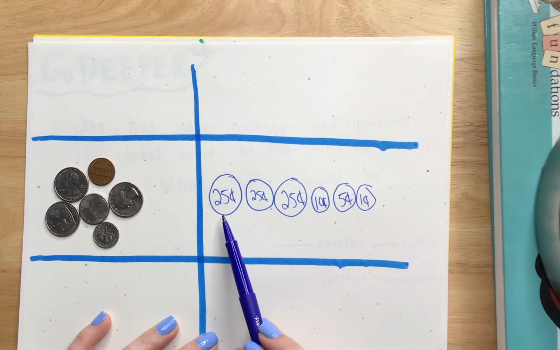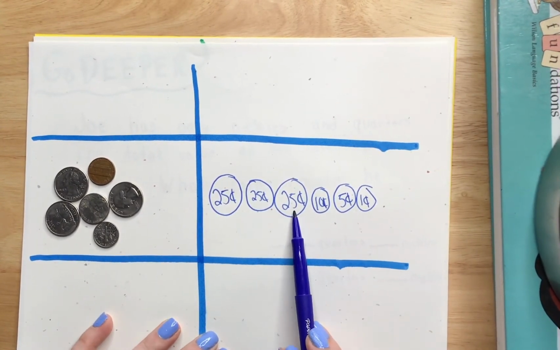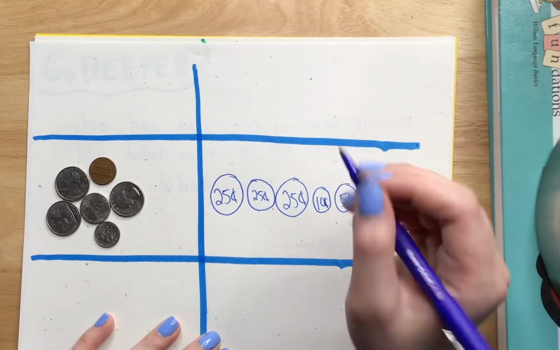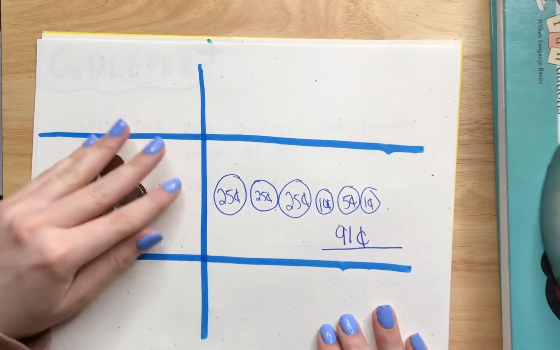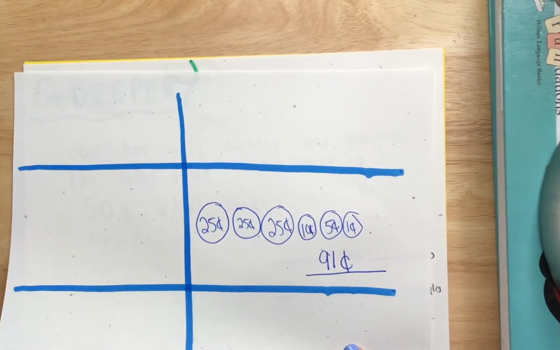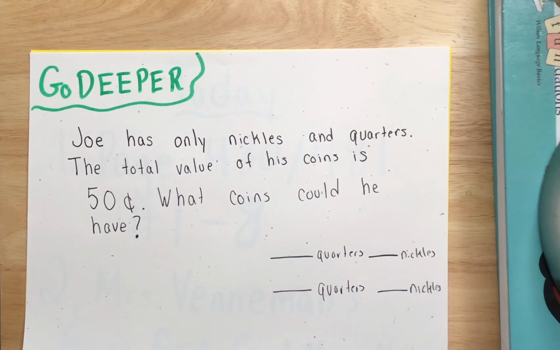So I have 25, 50, 3 quarters is worth 75 cents. I add 85, 90, 91 cents total there. So that is our job for today. I'm going to go ahead and review one word problem, because there is a word problem in the Go Deeper section of today that you are going to be completing. So this one says, Joe has only nickels and quarters. The total value of his coins is 50 cents. What coins could he have?